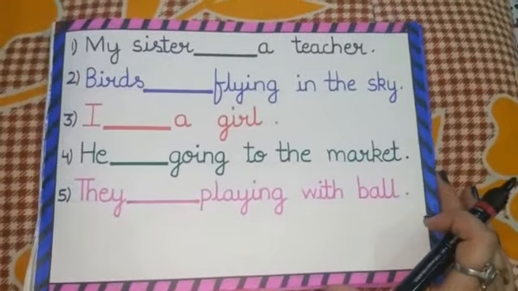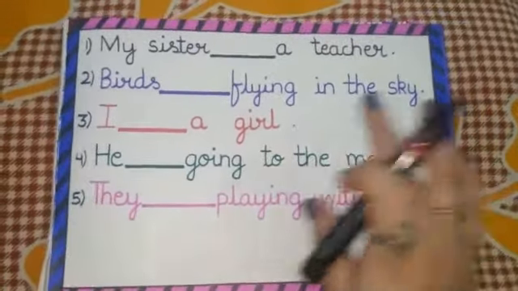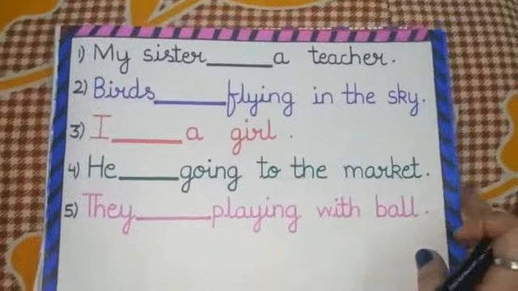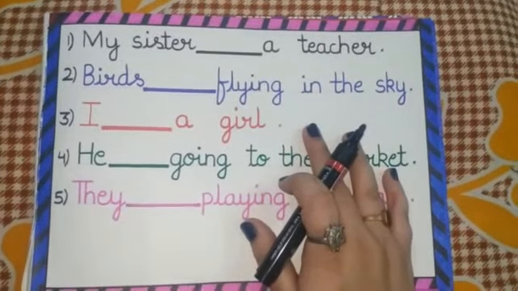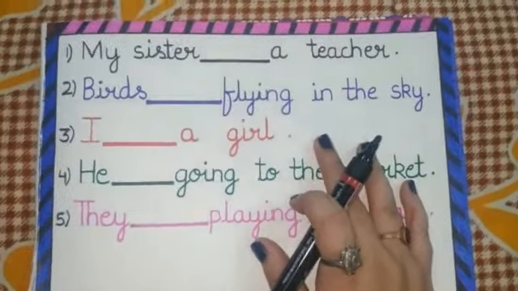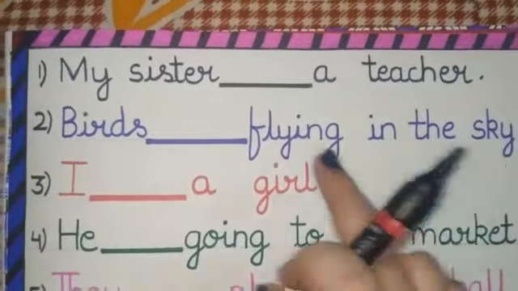Now regarding is, are and am, I have these 5 sentences and I'll explain to you with the help of these sentences how to use is, are and am. Now let's move to the first sentence.